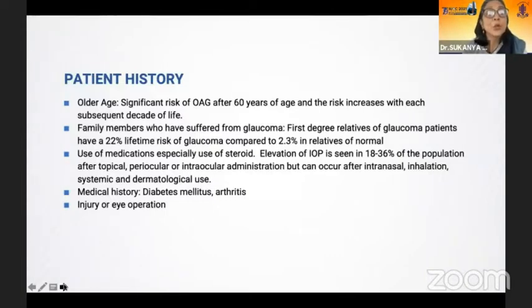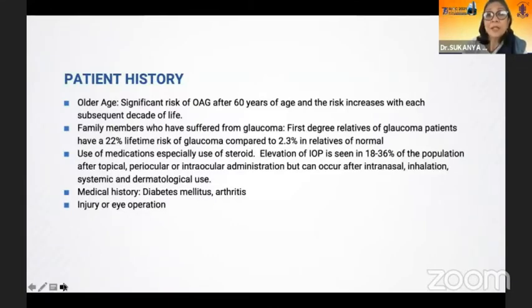A comprehensive patient history will then help us identify which of these patients are at a greater risk of developing glaucoma. When we see an older patient, we have a tendency to think, well, this patient may have cataract, but this patient may also have glaucoma. There is a significant risk of open angle glaucoma after the age of 60 years, and the risk increases with each subsequent decade of life. Family members who have suffered from glaucoma also matter: the first-degree relatives of glaucoma patients have a greater risk of developing glaucoma.